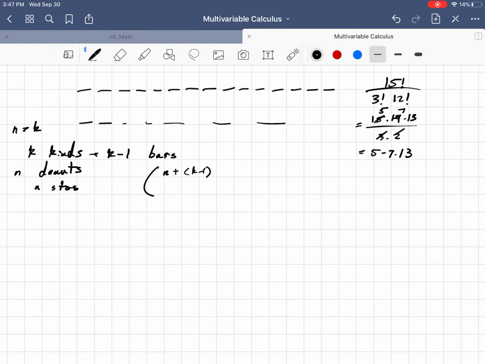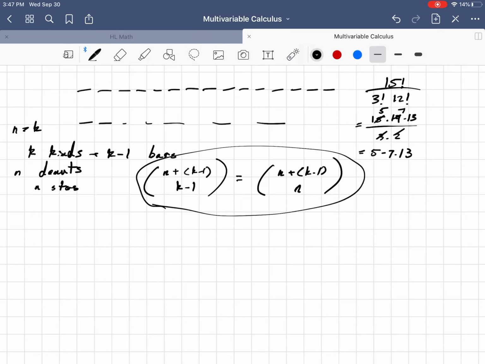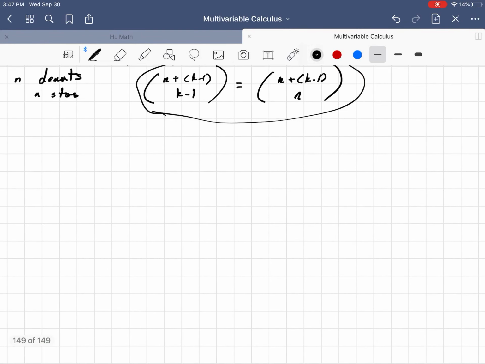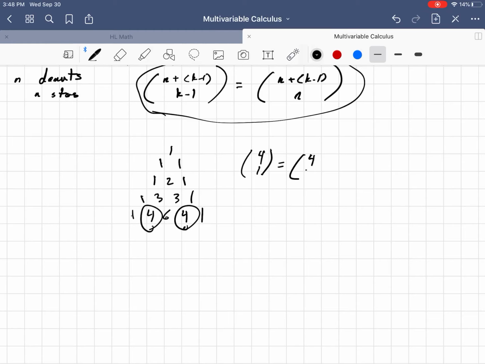And then we can either choose how to arrange the k minus 1 bars, or we can choose how to arrange the n stars. And notice that these two are going to be equal by the symmetry of Pascal's triangle, right? So 1, 1, 1, 1, 2, 1, 1, 3, 3, 1, 1, 4, 6, 4, 1. So for example, this 4 and this 4 are both the same, right? So that's 0, 1, 2, 3, 4. That's 4 choose 1, which is also 4 choose 3.